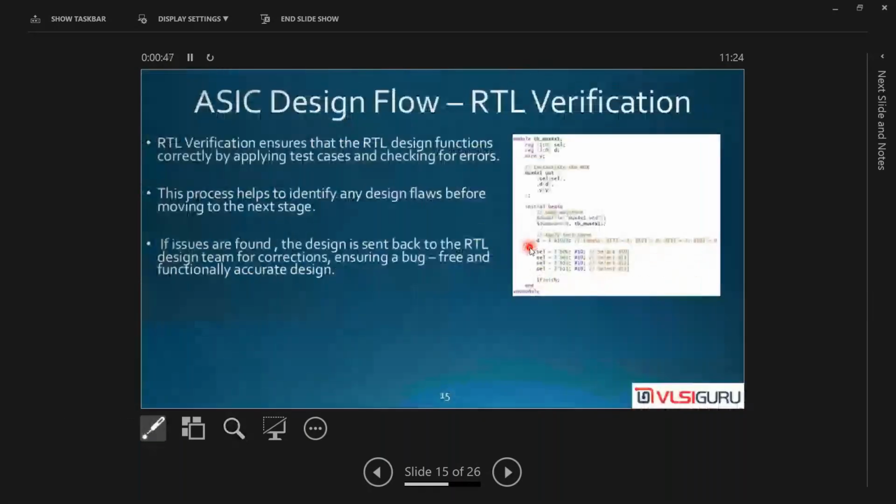Okay. So something like this, not able to zoom it. I'll zoom it later. So you can see here test cases are there. As I told you, verification. So test cases are present.